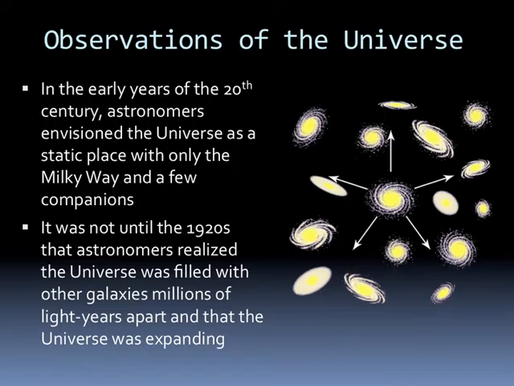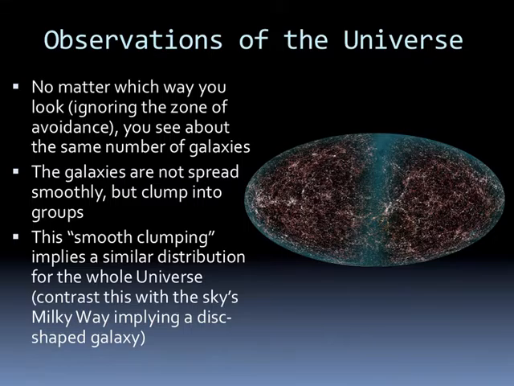So in the early years of the 20th century, astronomers envisioned the universe as a static place with only the Milky Way and a few companion galaxies. It was not until the 1920s that astronomers realized the universe was filled with other galaxies millions of light years apart, and that the universe itself was expanding. Now, no matter which way you look, you see about the same number of galaxies. The galaxies are not spread smoothly, but clump into groups.